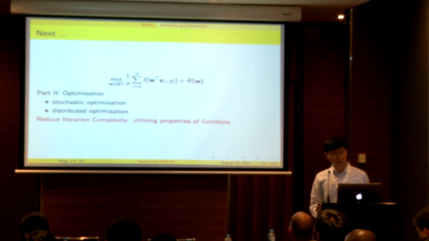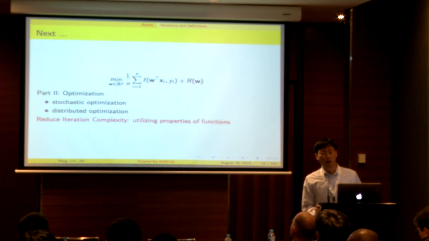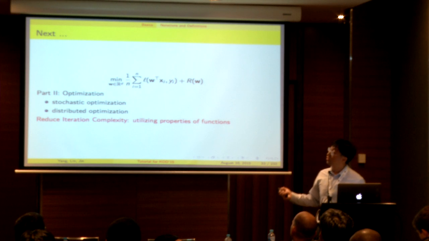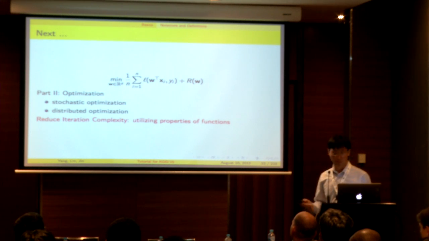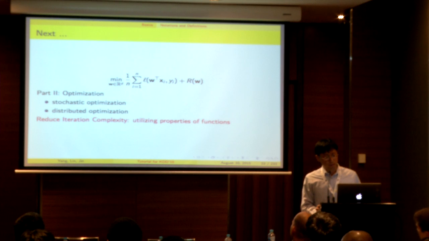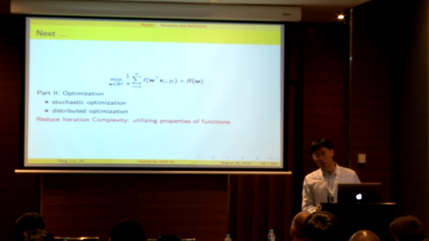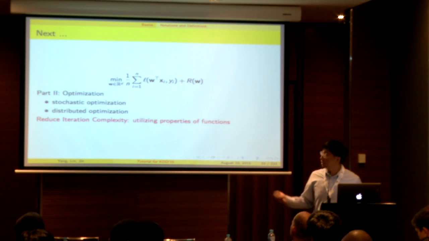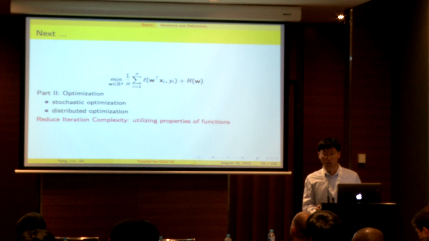Okay, so what is next? In the second part, Qihang will talk about optimization. Basically, he will talk about stochastic optimization and distributed optimization for solving this general problem. The main goal there is to explore the properties of the function, for example the smoothness, the strong convexity, and also the structure of the objective function, to reduce the iteration complexity.